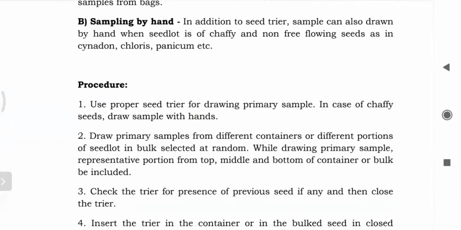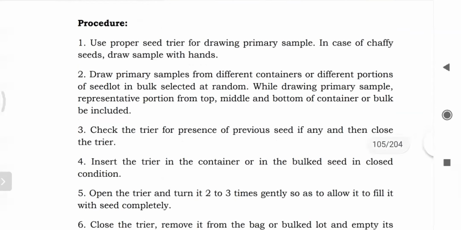So in the case of chaffy seed, draw the sample with the hands. Draw primary samples from different containers or different proportions of the seed lot in the bulk, selected at random, while drawing the primary samples representing the position or portion from the top, middle, and bottom of a container or bulk. Check the trier for the presence of previous seed, if any, and then close the trier.